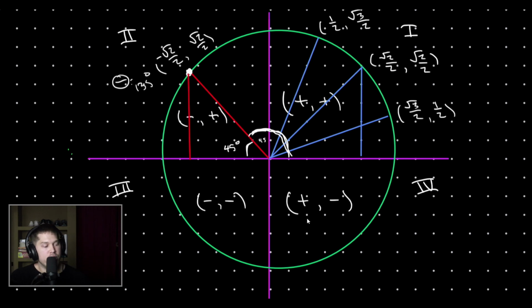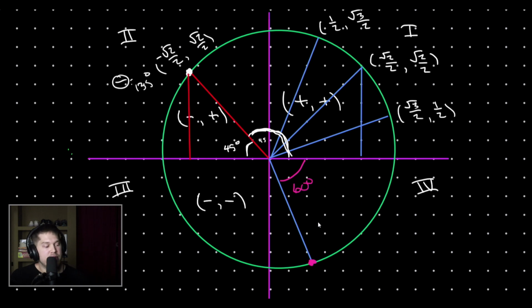Okay, let's do another example. Let's look down to quadrant 4. So I'll erase this. So if we go down to quadrant 4, let's draw something here. And let's be told that this angle is 60 degrees. What will the sine and cosine be?